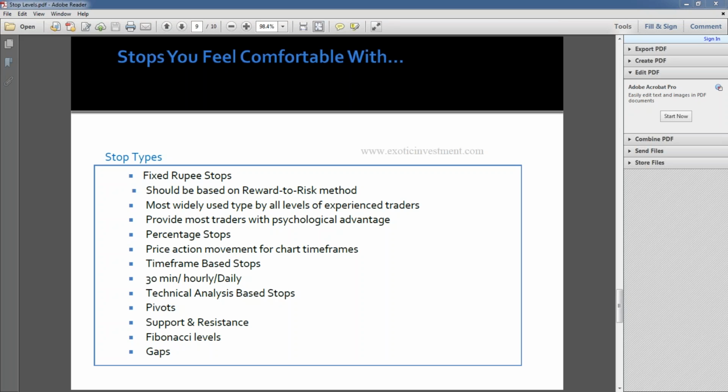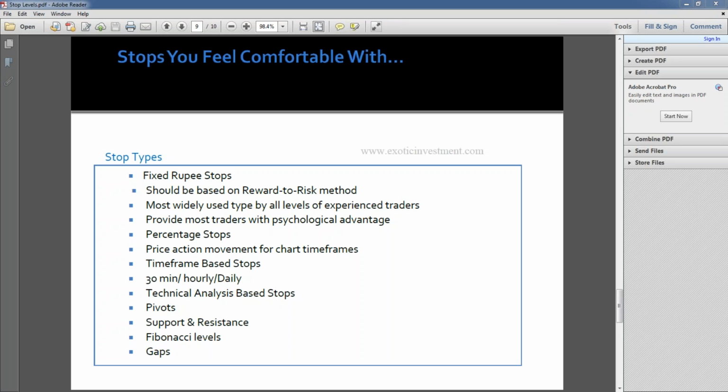And price action movement for chart time frames. So it can be time frame based stops, 30 minutes, hourly and daily. It can be any of these: 30 minutes time frame chart, hourly time frame charts, or daily time frame charts. According to that price action, you will either buy or sell, and according to that you can place the stop loss as well. So let's say that the pivot support zone previously was around the 30 minute time chart pivot low, and we'll place the stop loss at that particular point, and afterwards trade for higher targets. Same with hourly as well.